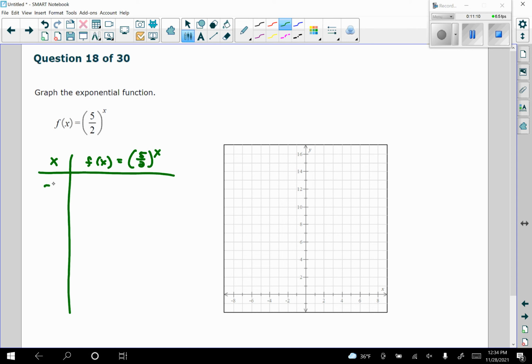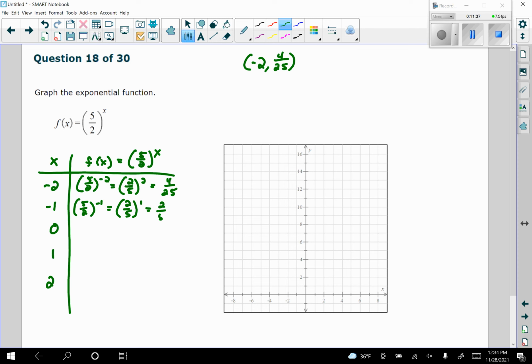Let's just go from -2 to 2. So first we're going to have 5 halves to the -2nd, which really becomes the reciprocal, so 2/5 squared, which gives us 4/25. So we have a point of -2 and then 4/25. Next we'll have 5 halves to the -1st, which becomes 2/5 to the 1st, which is 2/5. So then we have -1 and then 2/5.